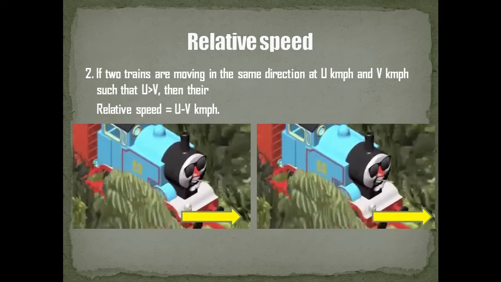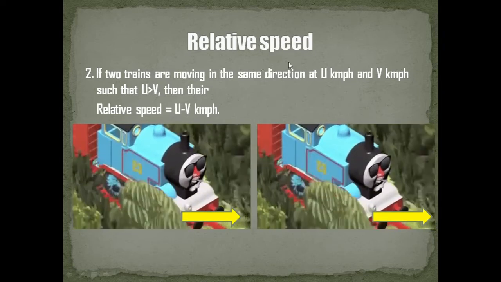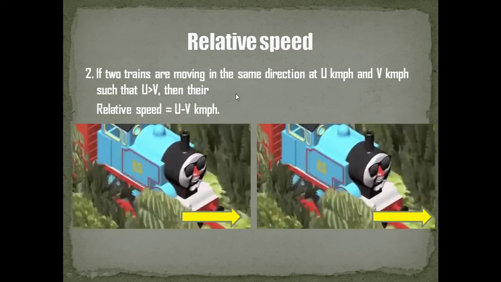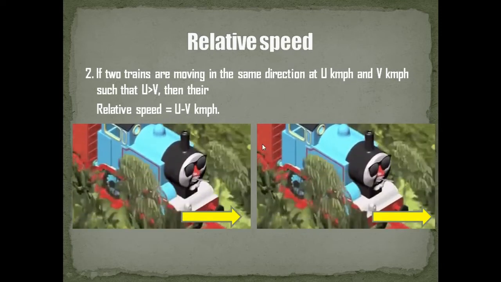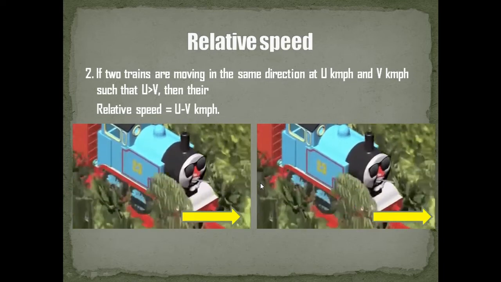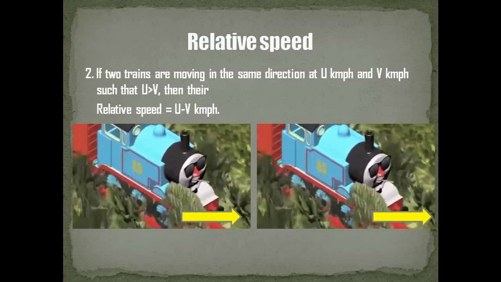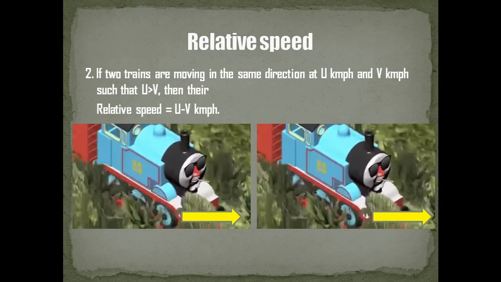You need to highlight one concept here, that is the direction. Relative speed is nothing but the difference between these two speeds if the direction of the two is the same. If both trains are moving in the same direction, then you can take the relative speed as u minus v if u is greater than v. If v is greater than u, then you can take it as v minus u.